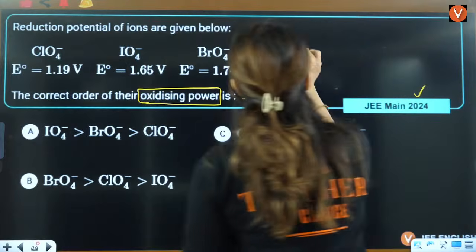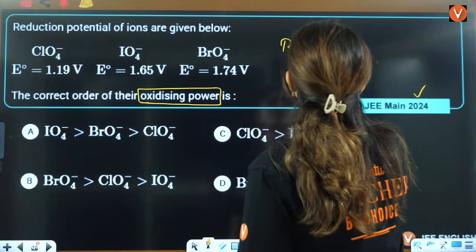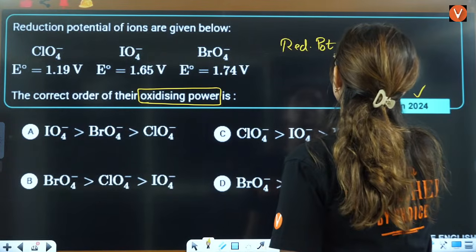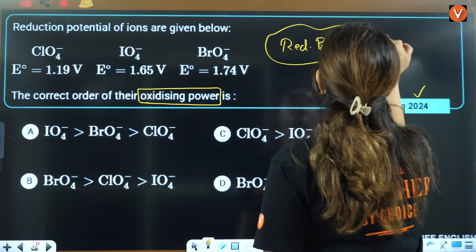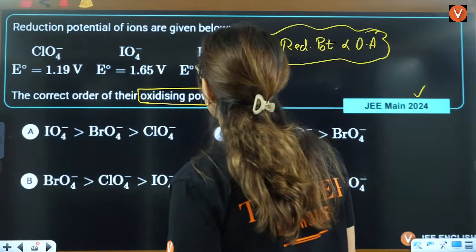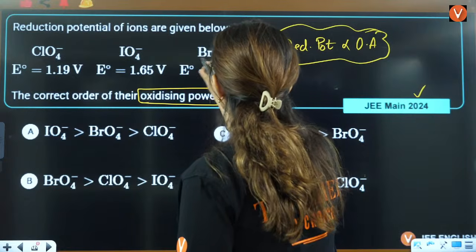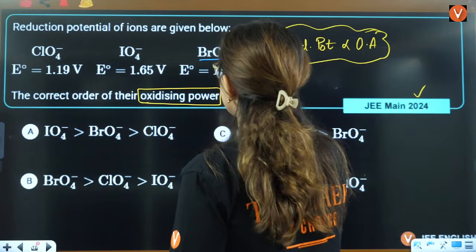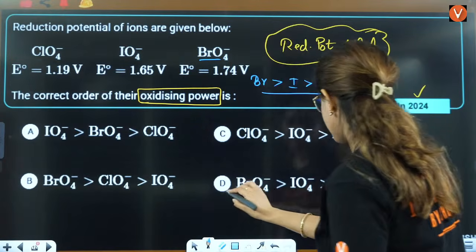Oxidizing power, reduction potential is given. Is it? Yes. Reduction potential is directly proportional to oxidizing power. So the order will be the same. Here the E value is maximum in this case. So it will be Br first, then I, then Cl.